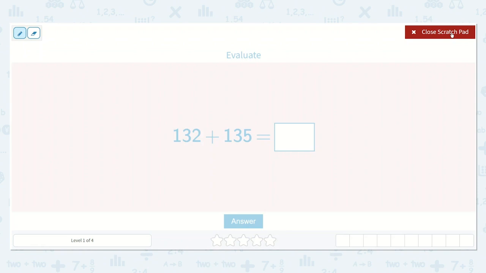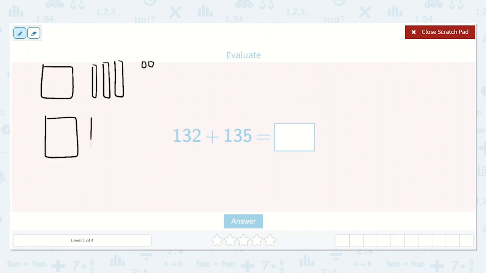I know that 132 has 100, 3 tens, and 2 ones. And I know that 135 has 100, 3 tens, and 5 ones. Now if I want to add these numbers together, then I can combine what I have.